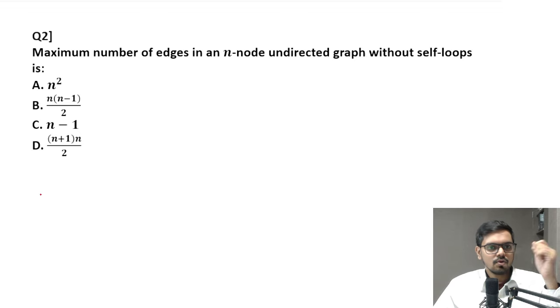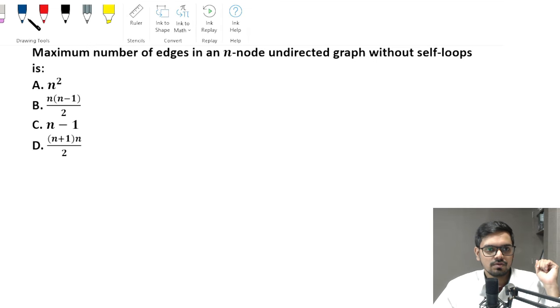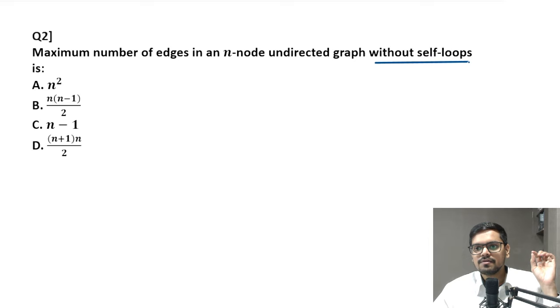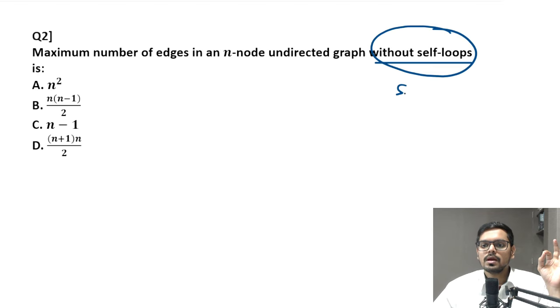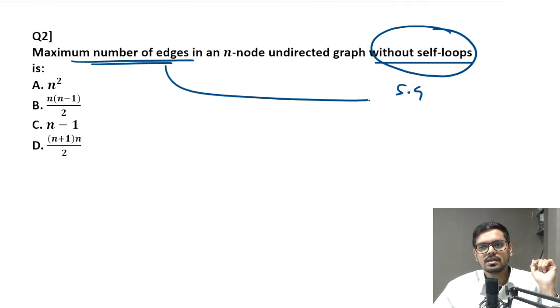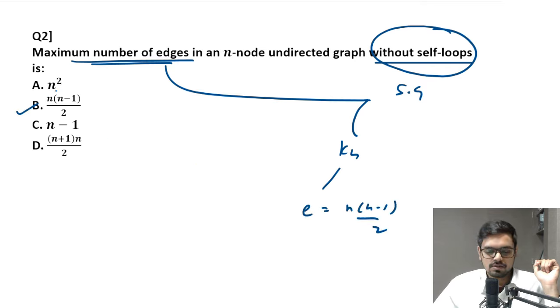Pause the video, try, then look at my solution. Try it. The question says maximum number of edges in an n node undirected graph without a self loop is. Now this is very good, because they are framing without self loop. So without self loop means we are talking about the simple graph. So in simple graph, you tell me the maximum number of edges. Sir, it is the complete graph, and maximum number of edges is n into n minus 1 by 2. Straight away the answer is option B.